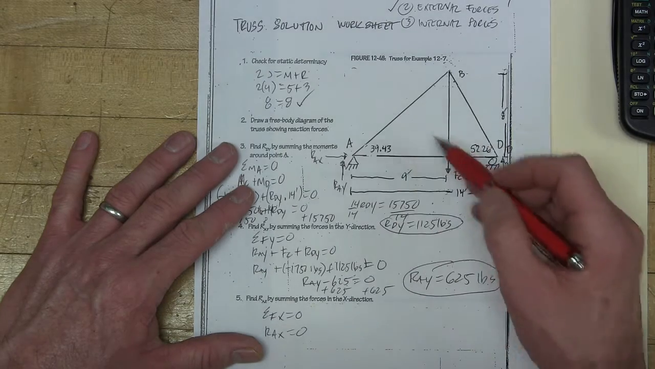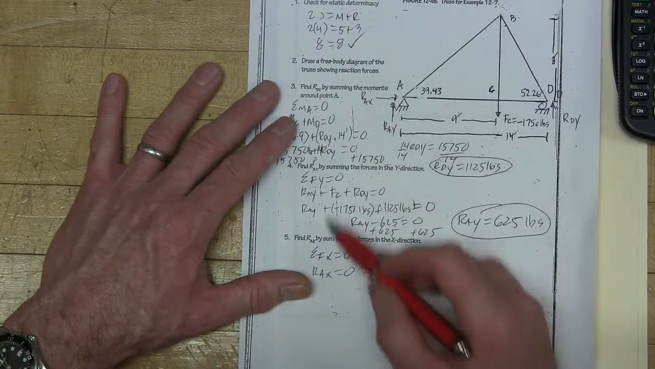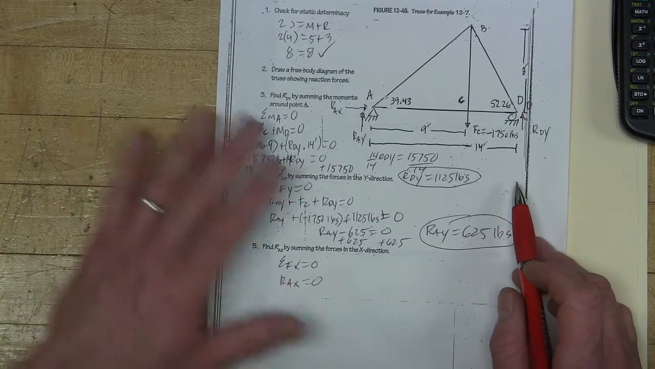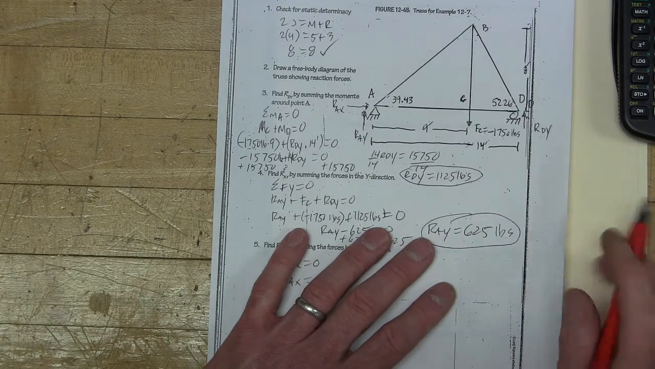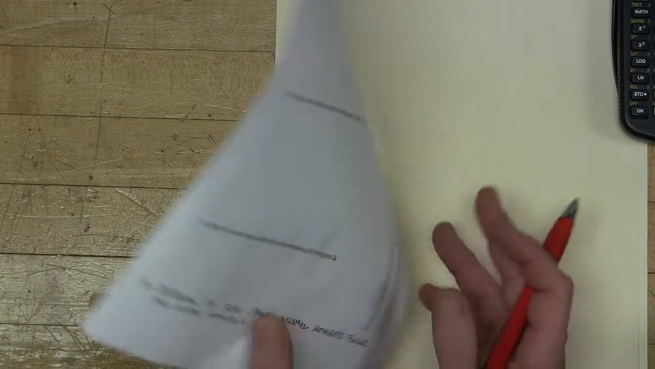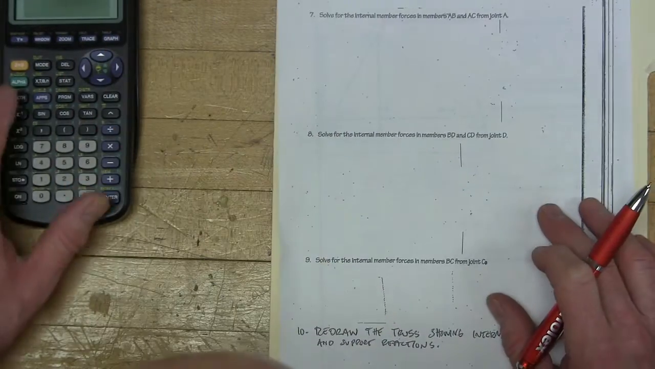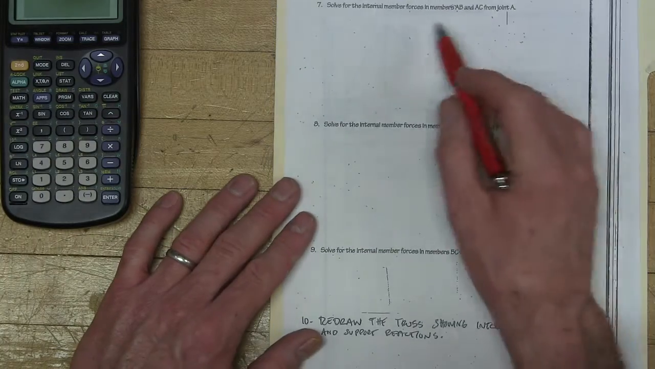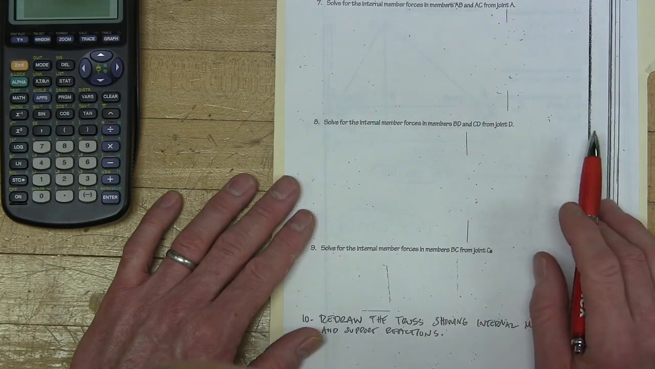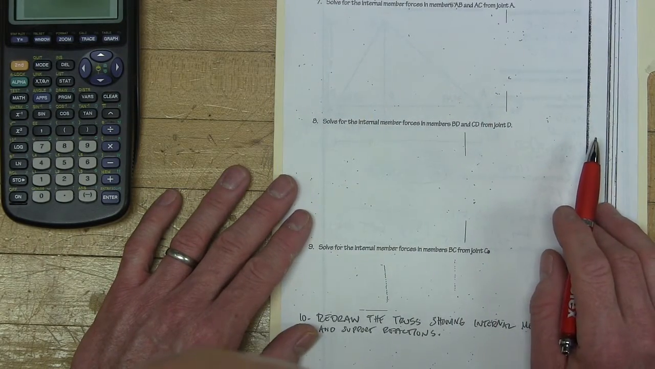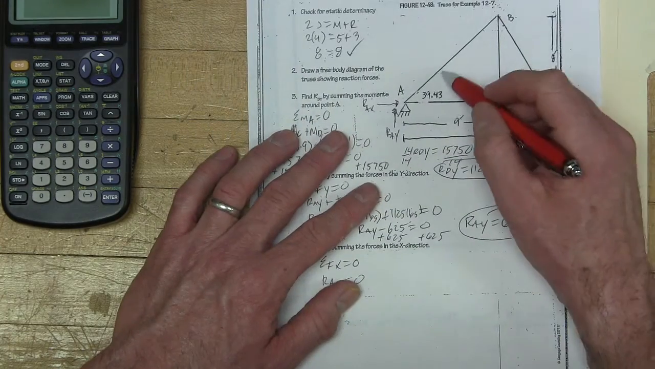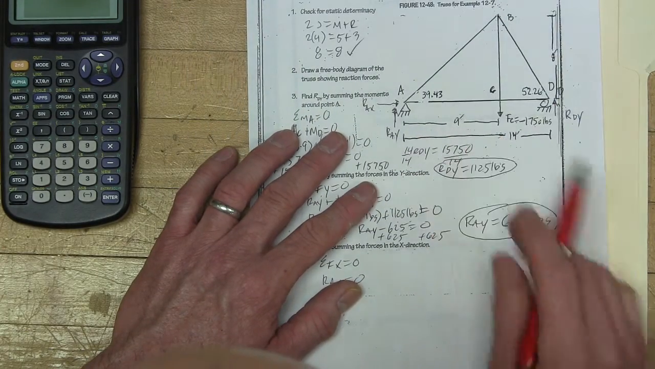We've solved for static determinacy, we've solved for our external member forces, and now we're going to move forward and solve for the last things, our internal forces. So let's flip our page over here, get an idea for what we're looking at. Step 7 says solve for the internal forces in members AB and AC. So we're going to actually solve for this force and this force first.